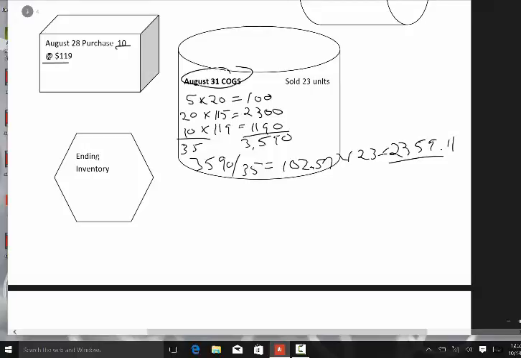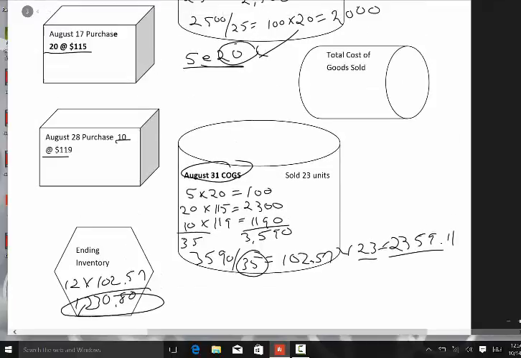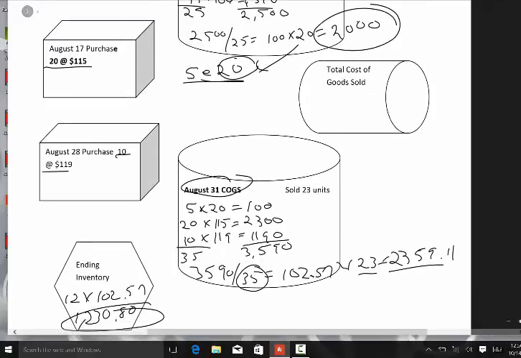My ending inventory. If I had 35, sold 23, that leaves me 12 units at the $102.57 average cost, which equals $1,230.84. So that's my ending inventory, and my cost of goods sold for the month is $4,359.11. And that's the weighted average.